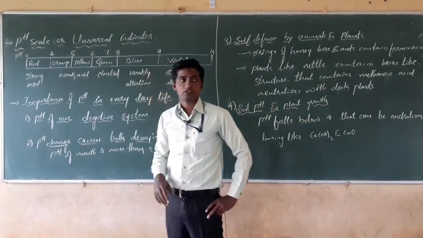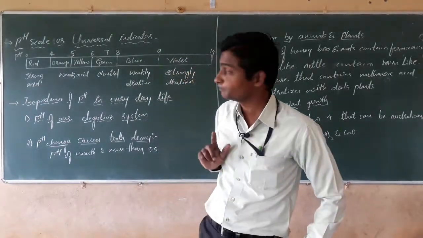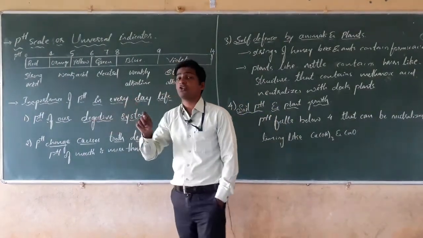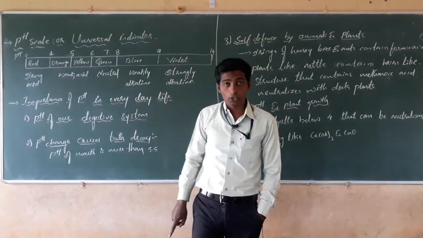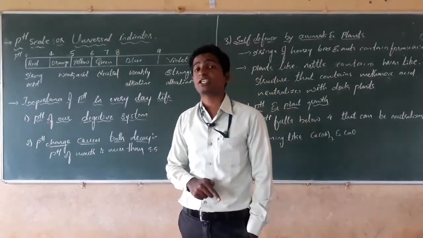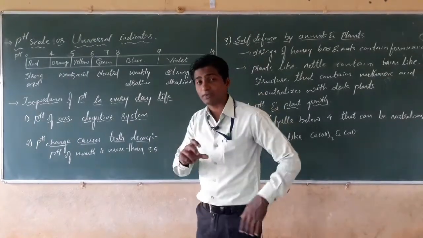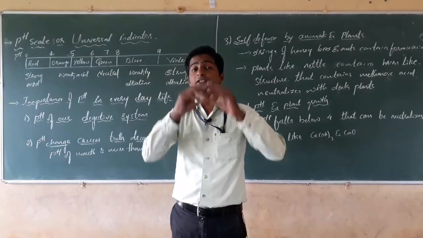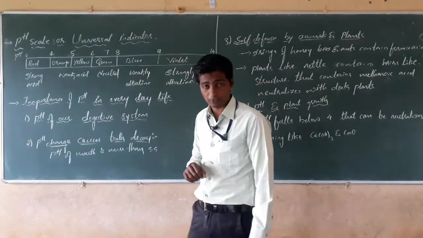The pH means the negative logarithm to the base 10 of the hydrogen ion concentration. This pH scale is used for identifying the strength of acids, and it is also called the universal indicator. Here we are using a pH paper. Depending on the strength of the hydrogen ion concentration, it gives different colors of bands on the pH paper.